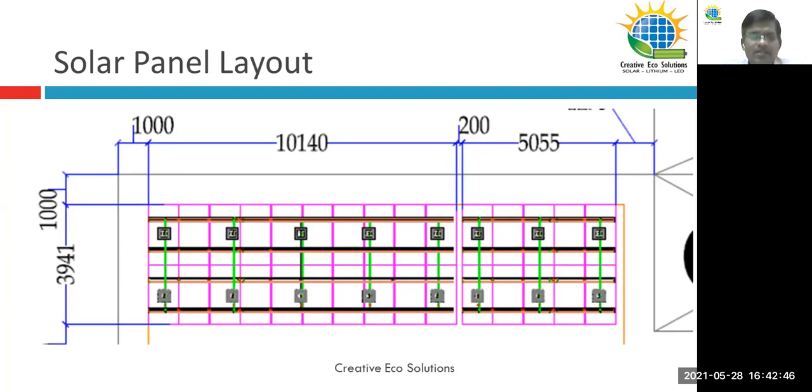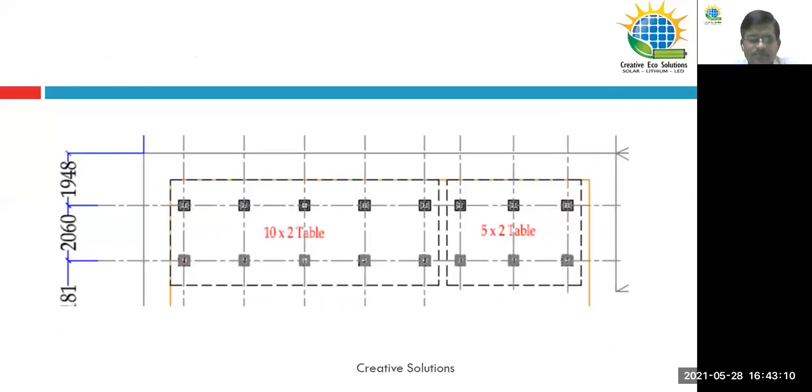Right. So in this case, it becomes very difficult to have a 15 kilowatt structure, so I have cut it into two. Typically 20 panels and 10 panels. So the first table is a 10 cross 2 table, and the other one is a 5 cross 2 table. So it becomes simple for transportation and installation. So 10 cross 2 and 5 cross 2 tables.